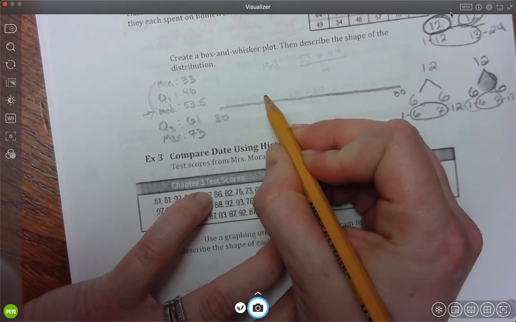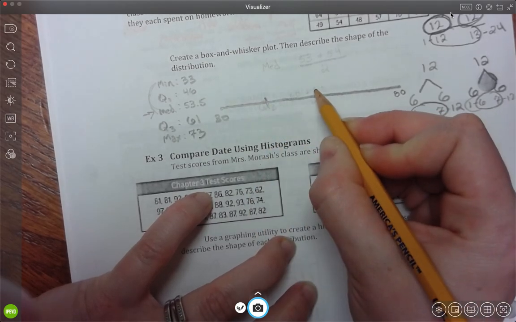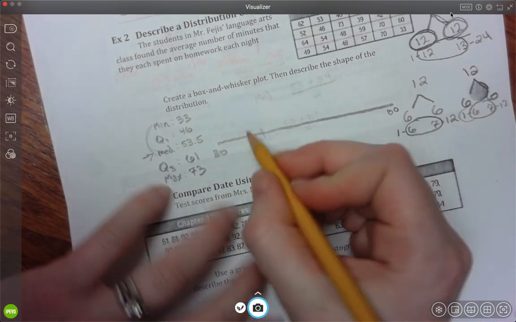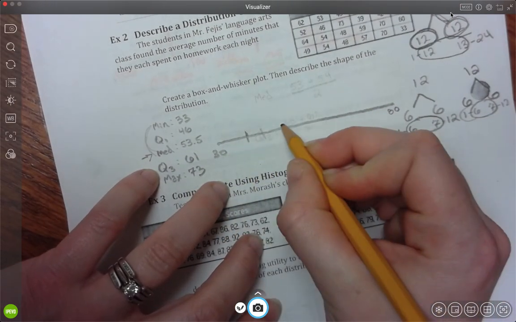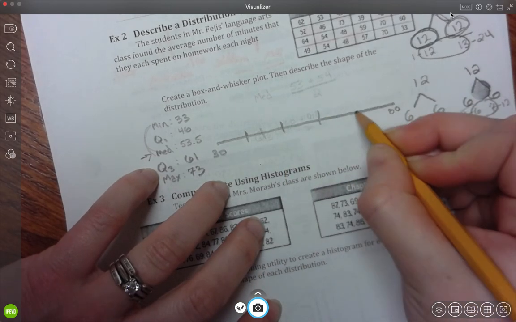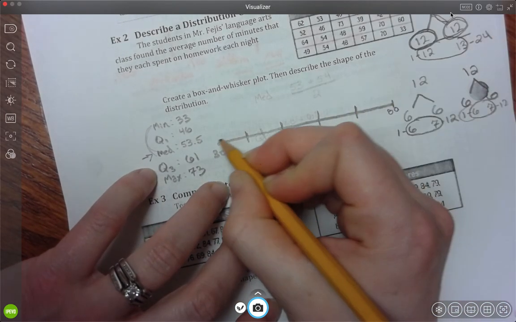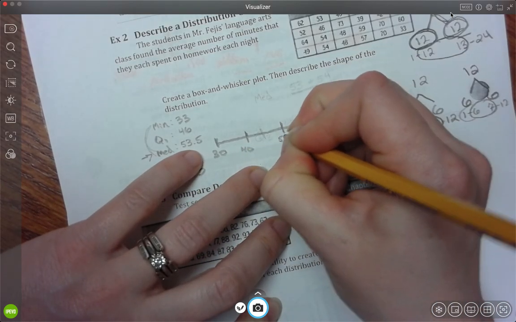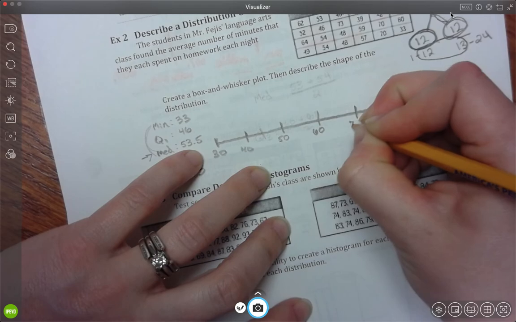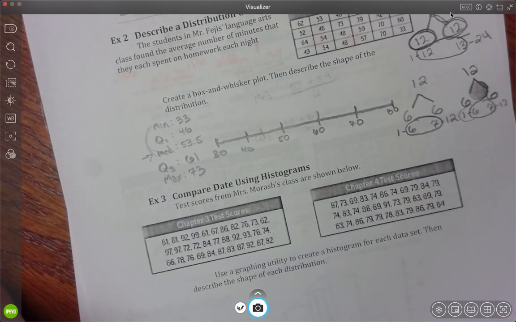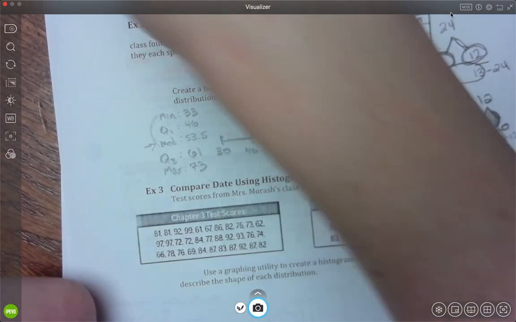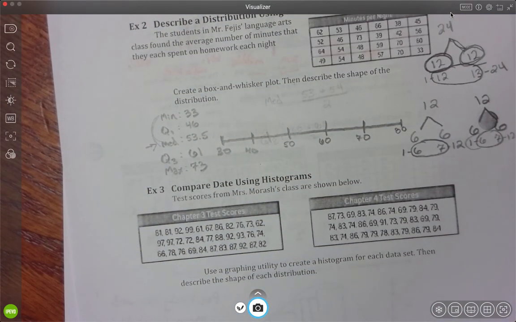So I have 40, that's not going to work, I need to make him smaller. 30, let's say 40, 50, 60, that's better, 70, 80. Okay, so 30, I have 40, 50, 60, 70, and 80. Okay, trying to space those as evenly out as I can. Okay, and then I just do my box and whiskers.